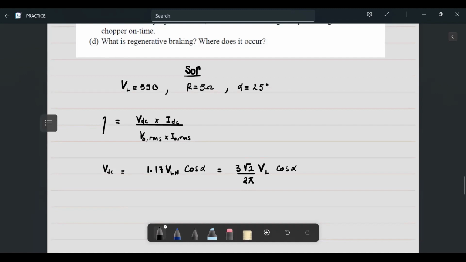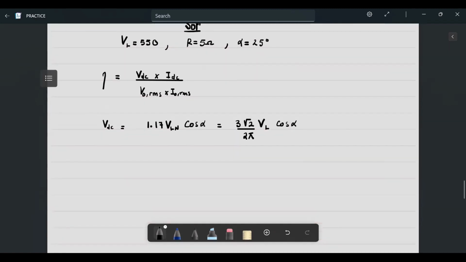If you can remember this one, 1.17, make sure that this one is the line to neutral, or the phase voltage. Since we are given the line voltage, you have to convert this line voltage according to the rules in three phase, right? So let's find VDC. If you want to use the first formula or the second formula, it's okay. I'm going to go with the second one, right?